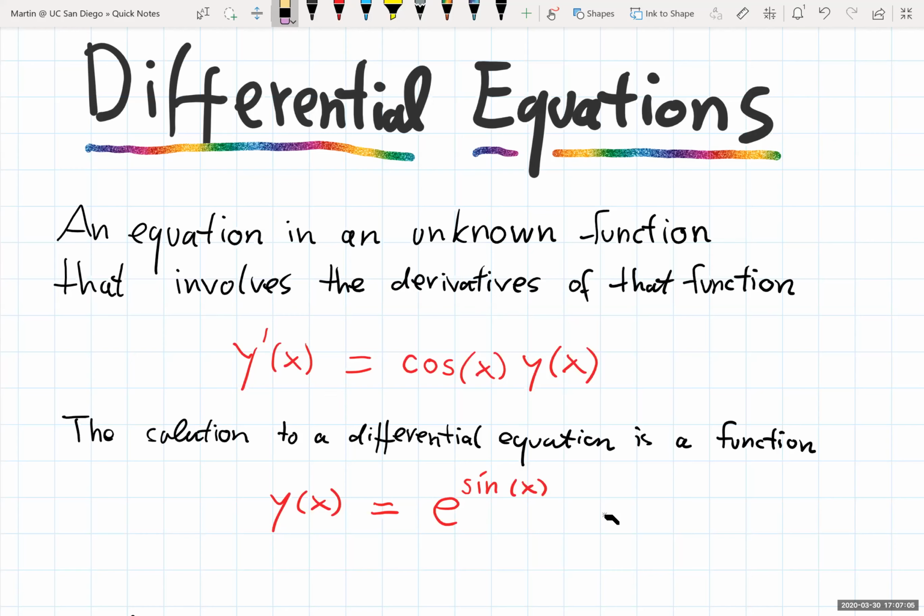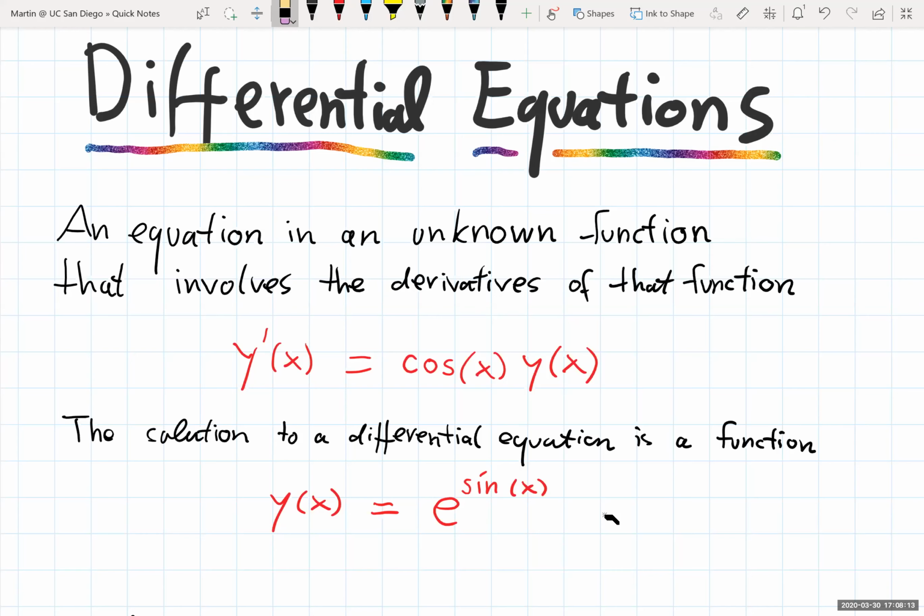The differential equation at the center of the screen reads y prime of x equal cosine of x times y of x. Now, in that equation, the unknown function is y, and y depends on the variable x. What this differential equation tells us about the unknown function y is that the first derivative of y at any x is the same as the cosine of x times the function y of x itself.